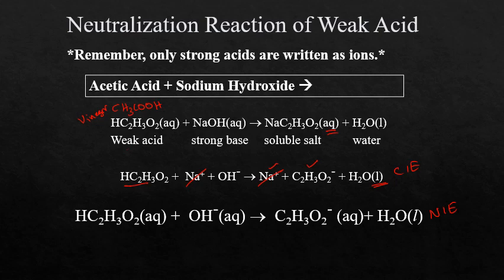So we cannot generalize for weak acids; it depends on the weak acid we are taking. But we can generalize for strong acids: the net ionic equation will always be H plus plus OH minus gives you water. This is for strong acid. See the difference? This is always the same for strong acid versus strong base. But weak acid versus strong base will be different from acid to acid.